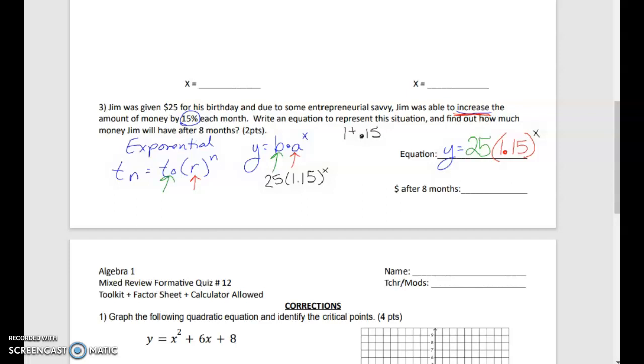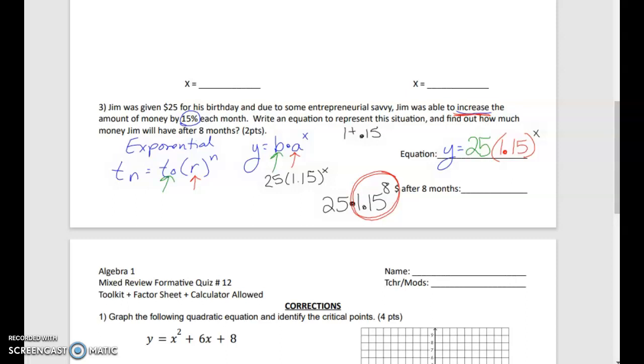So when I plug that into my calculator, it's 25 times 1.15 to the 8th power. And again, I said this in one of my earlier videos. If you don't know how to do this to the 8th power on your calculator, talk to your teacher. We can show you how to raise something to that power. And it's something we should be able to do on our calculator.